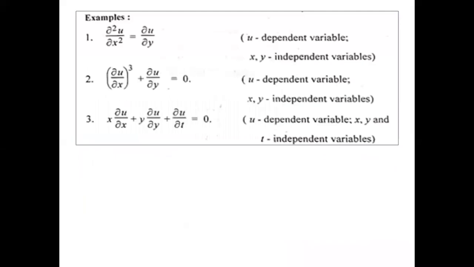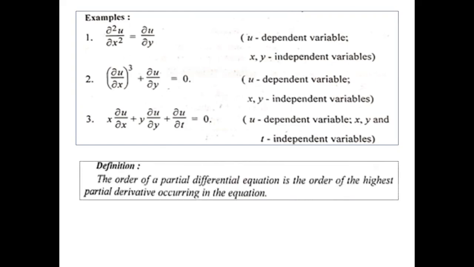Some examples. In example 1, dou square U by dou X square equal to dou U by dou Y. U is the dependent variable, X and Y are independent variables. In example 2, (dou U by dou X) whole cube plus dou U by dou Y equal to 0. U is the dependent variable, X and Y are independent variables. In example 3, X dou U by dou X plus Y dou U by dou Y plus dou U by dou T equal to 0. U is the dependent variable, X, Y and T are independent variables.